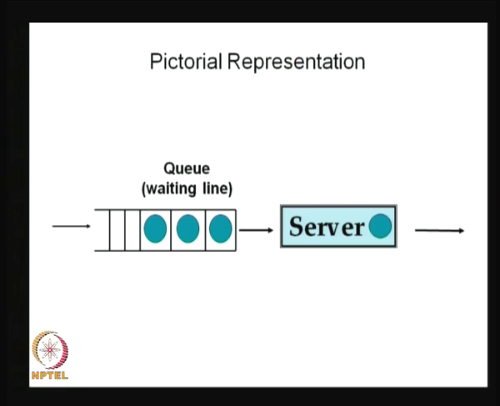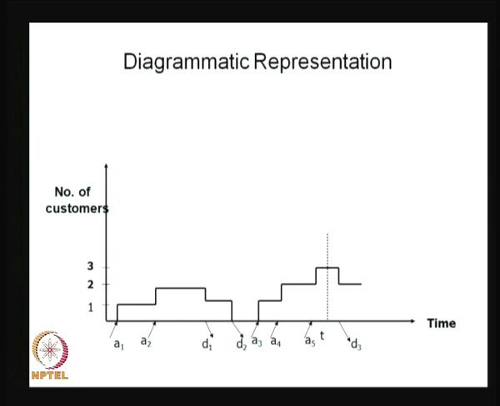We can represent the queuing system in a pictorial form. Some customers are coming into the system and waiting for their service. Once the service is over, they depart from the system. This is the way one can visualize the queuing system in a pictorial form. This is a diagrammatic representation, where the x axis is the time and the y axis is the number of customers in the system.